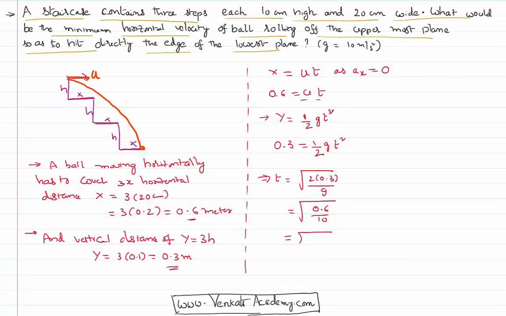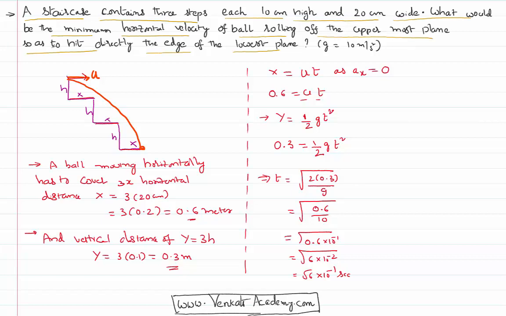That is 0.6 into 10 power minus 1. That is 6 into 10 power minus 2. That's nothing but root 6 into 10 power minus 1 seconds. It takes this much time to cover the distance.